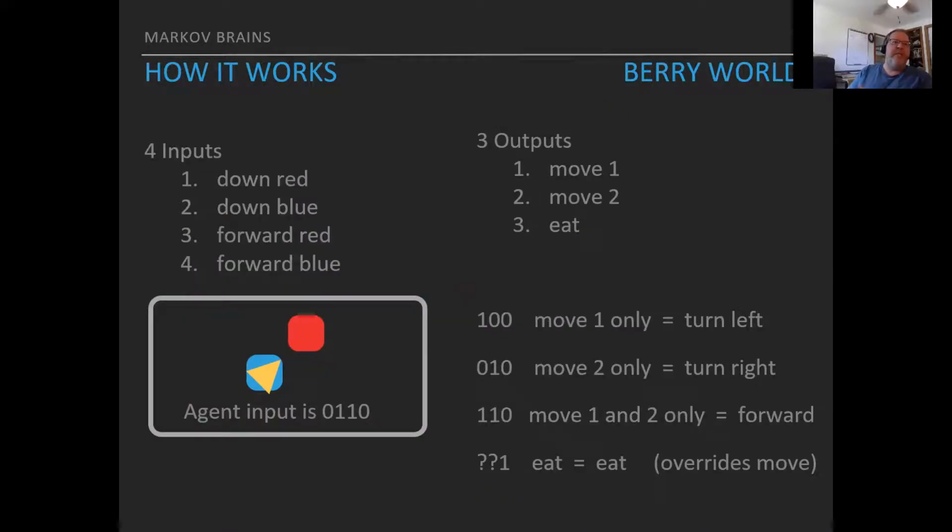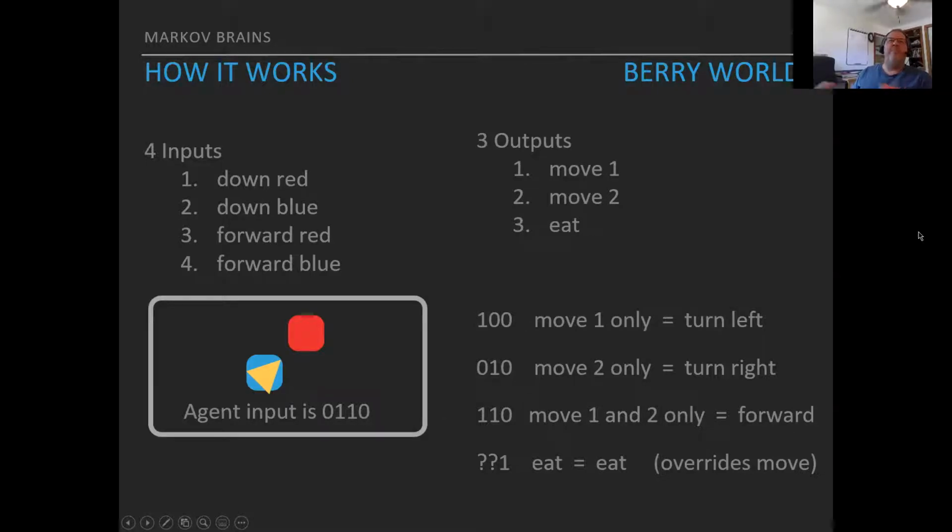The agents in this case have 4 inputs and 3 outputs. And all of the inputs and outputs in this case are binary. They don't need to be, they just happen to be in this world. And so the inputs are: is the thing I'm standing on red, or is it blue? Is the thing in front of me red, or is it blue? So the agent here is standing on blue, so the red down is off, the blue down is on, and it's looking at red, so the red forward is on and the blue forward is off.